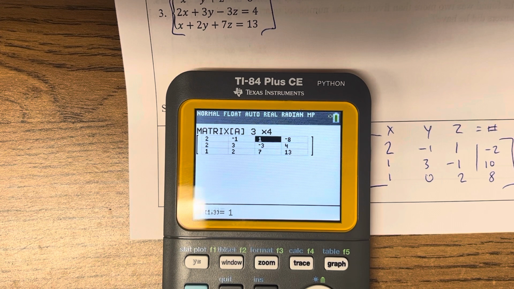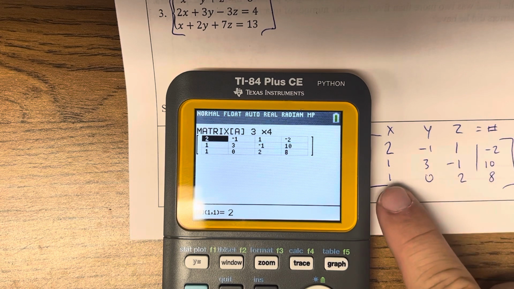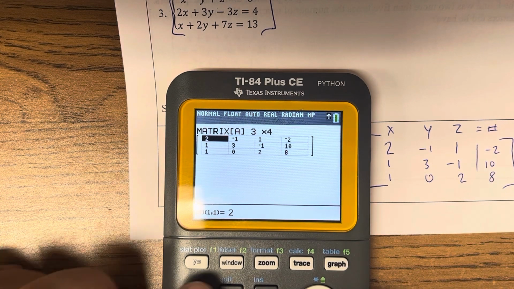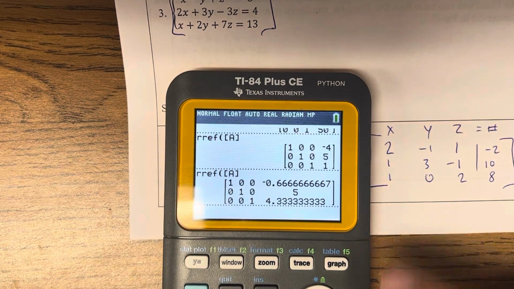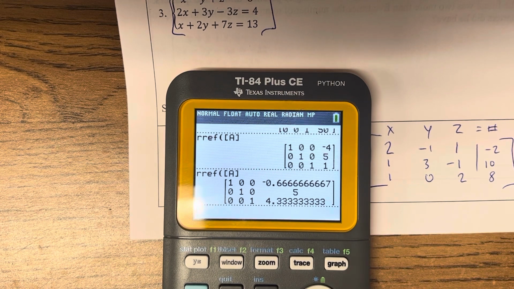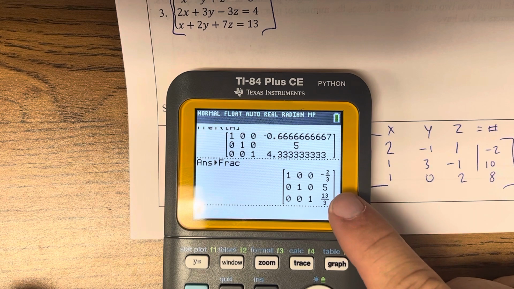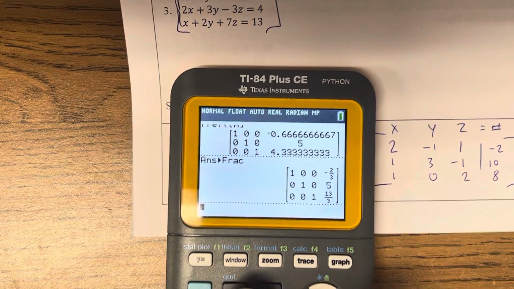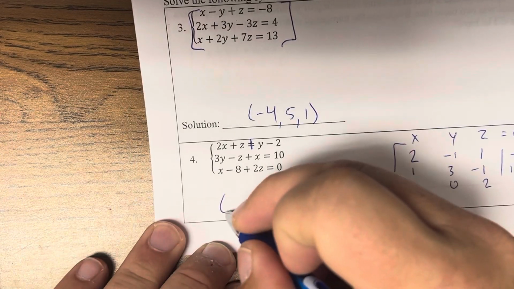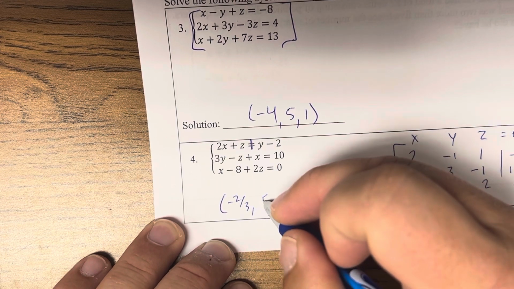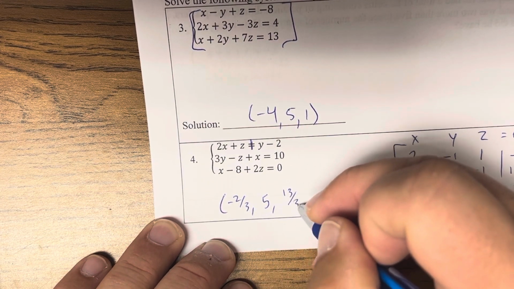So 2, -1, 1, -2, 1, 3, -1, 10, 1, 0, 2, and 8. Just make sure I got everything in there correctly. And there's my answer. It is some decimals on this one. If you press math, enter, it'll turn it into fractions. I'm good with either one; you can do decimals or fractions. My answers are -2/3, 5, and 13/3.